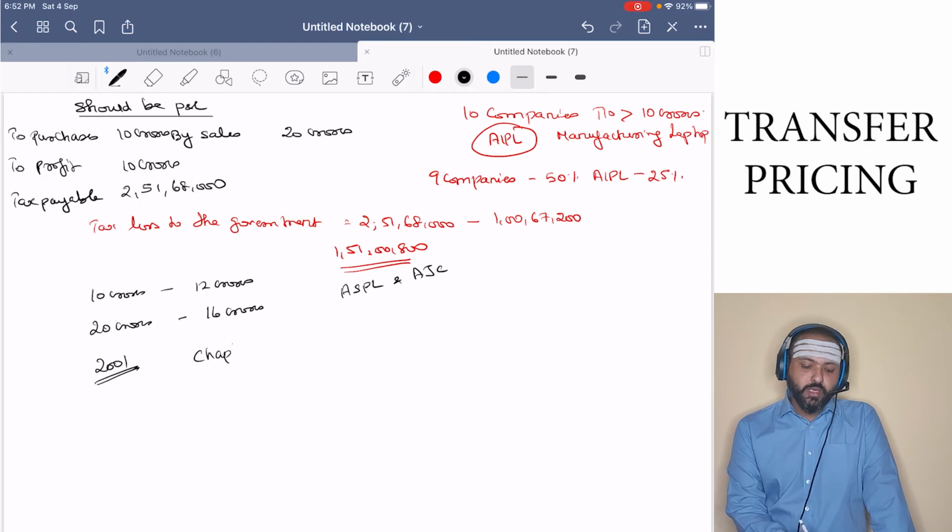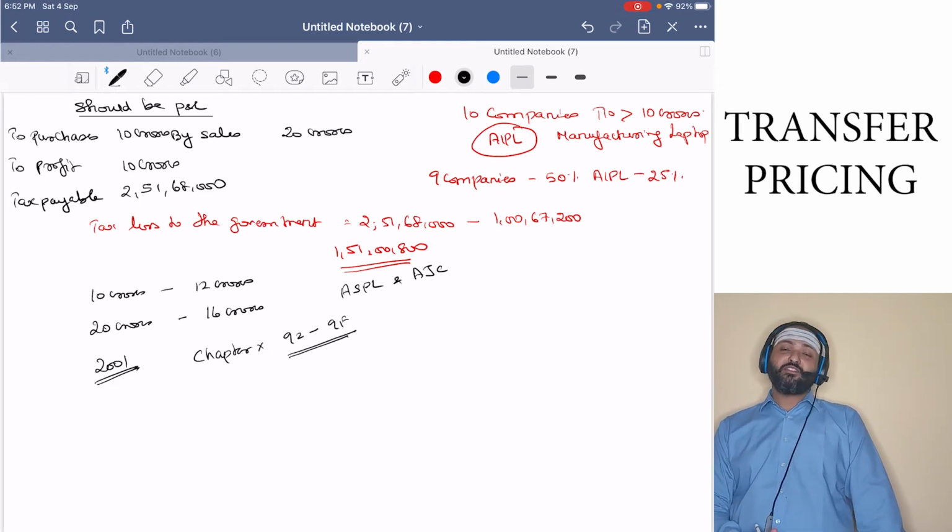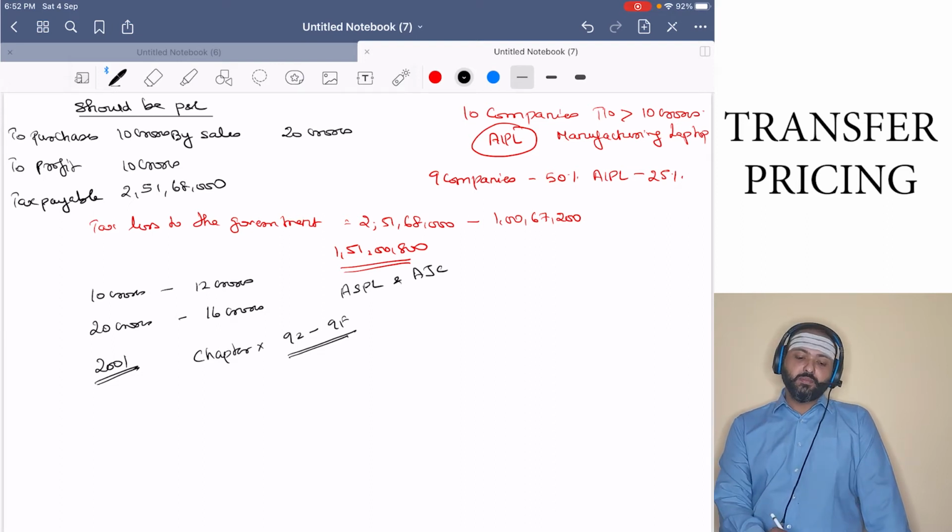10, with amendments of section 92 to 92F. They introduced these sections 92 to 92F. These sections covered the provisions of transfer pricing.